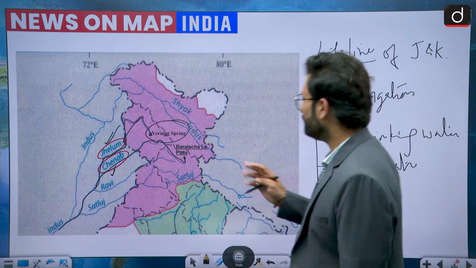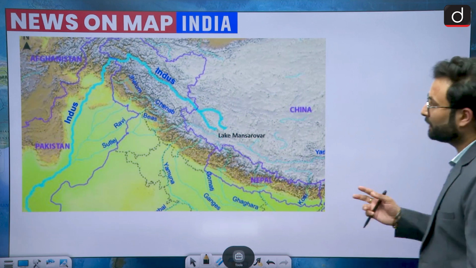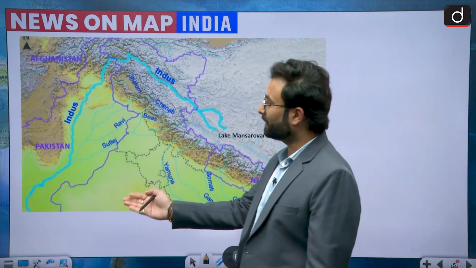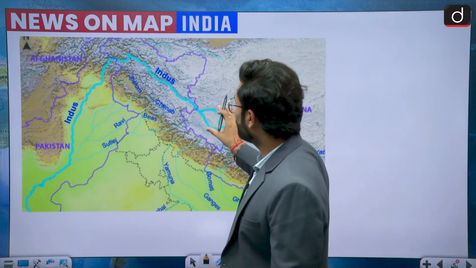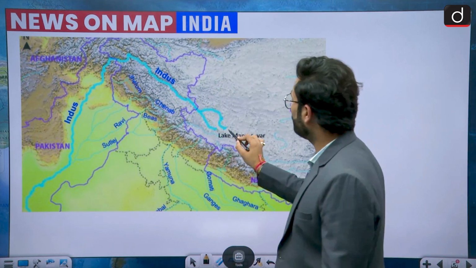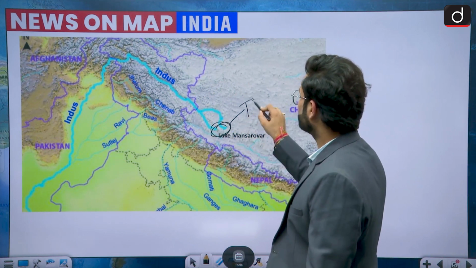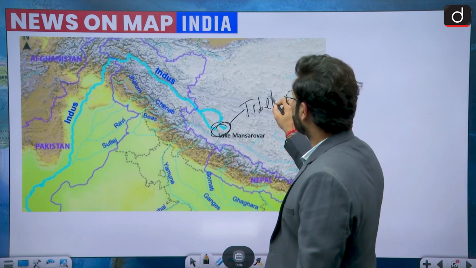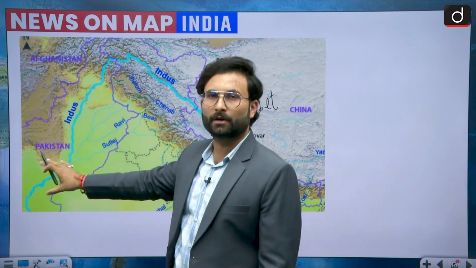Now moving further, there are few other rivers that have been talked about. Here we are talking about Indus river. When we are talking about the river Indus, it originates from the lake Mansarovar in Tibet, and then it flows through India and then towards Pakistan.